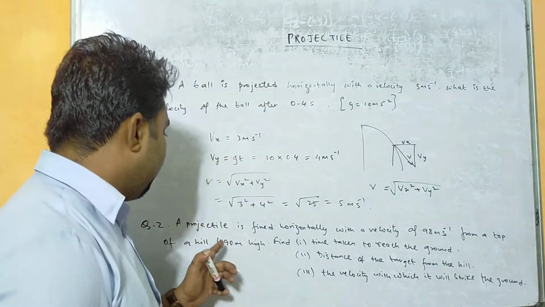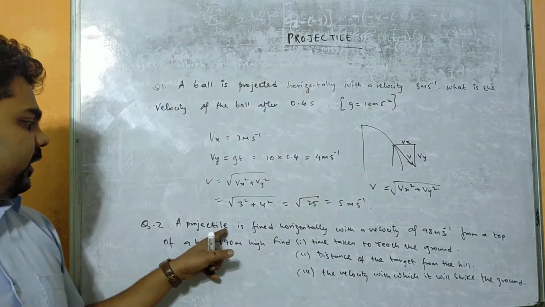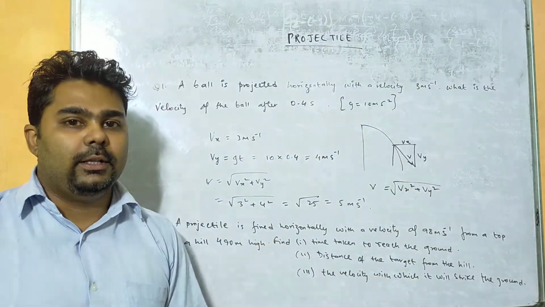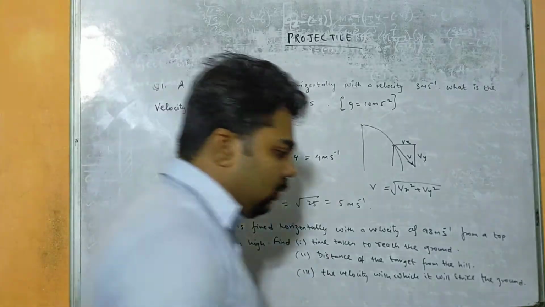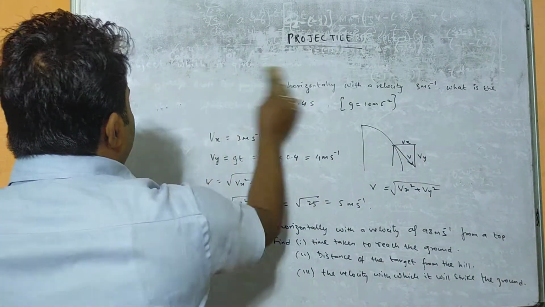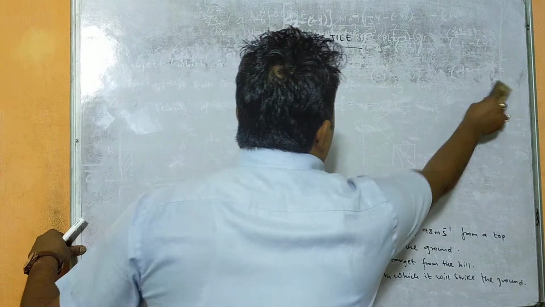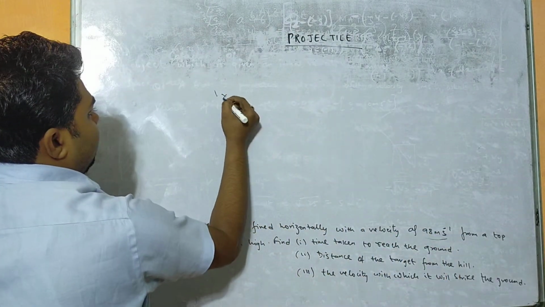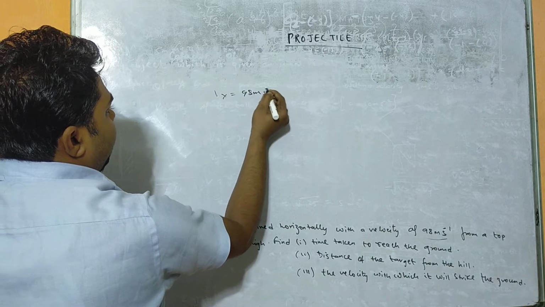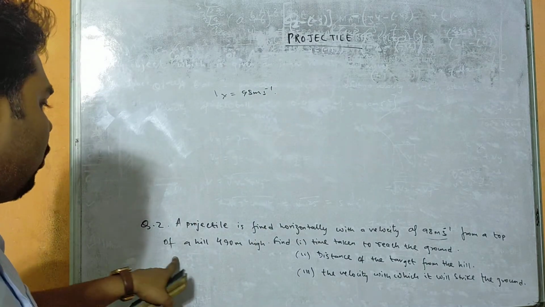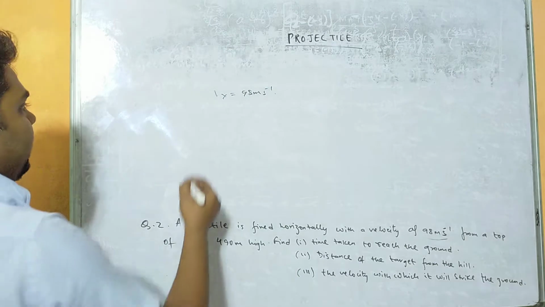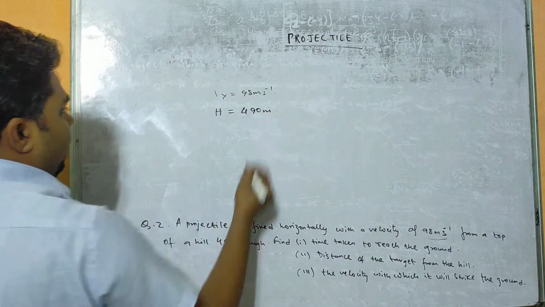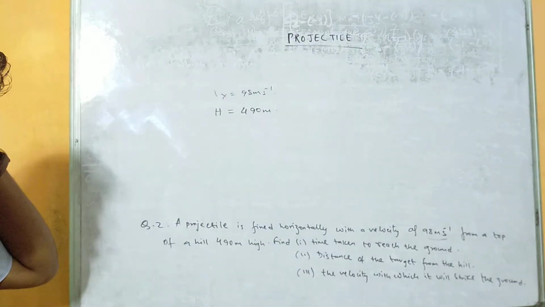Now let's see another question. A projectile is fired horizontally with a velocity of 98 meter per second. Now when the object is being thrown, what is the horizontal velocity? That is again 98 meter per second. So for this question, vx is 98 meter per second, right? From the top of a hill of height 490 meter. That means the height of the hill is also given, 490 meter. Find the time to reach the ground.